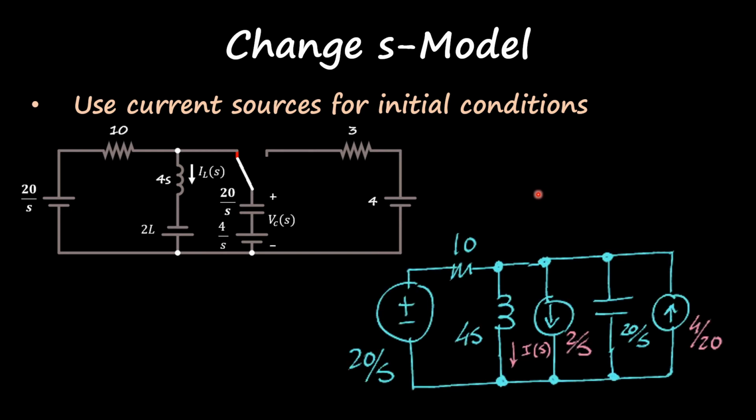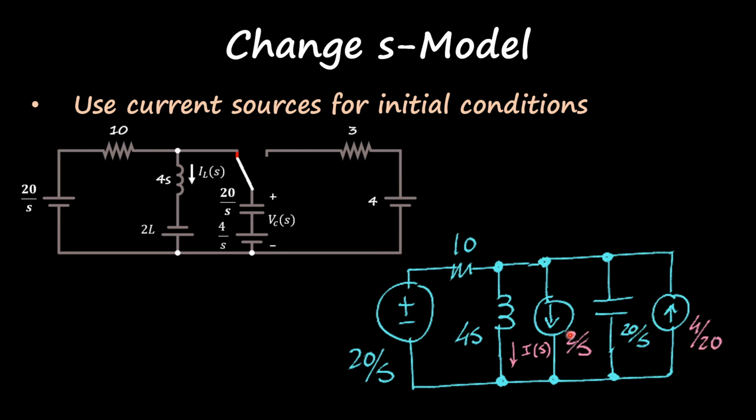So if I change the S model to current sources, notice here that now instead of having this voltage source in series with the inductor, I have that current source, and now it's 2 over S, that initial condition over S. And I apply the same thing for the capacitor, where I put the current source in parallel with the capacitor. All right, and it becomes 4 over 20.